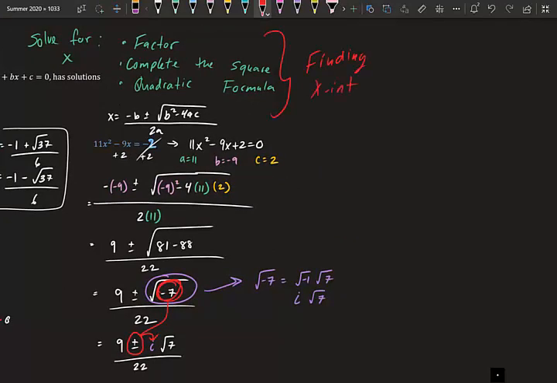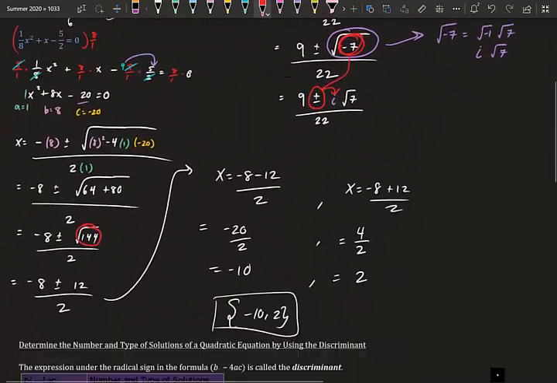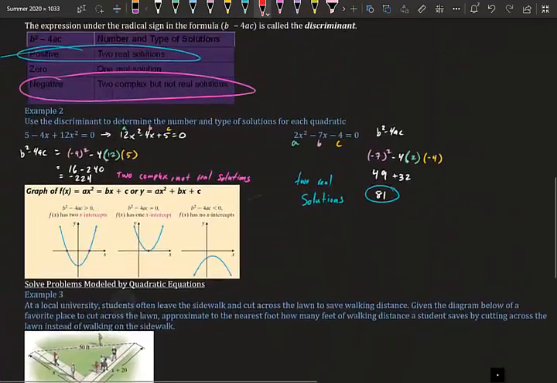I channeled my Bill Nye right there. Not even kidding, I was thinking of Bill Nye.